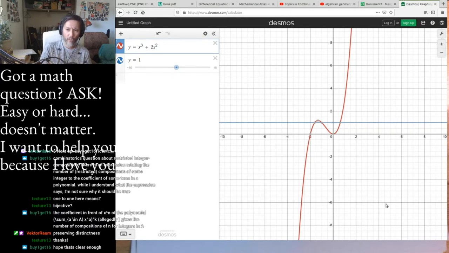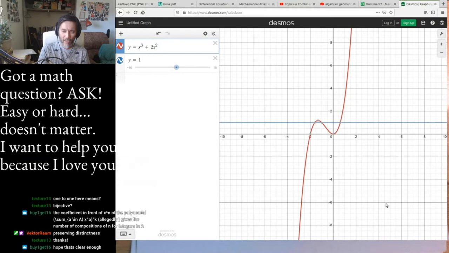Combinatorics question about restricted integer composition. There is an expression relating the number of restricted compositions of some integer to the coefficient of some term in a polynomial. While I understand what the expression says, I'm not sure why it should be true. The coefficient in front of x to the n of the polynomial allegedly gives the number of compositions of n for integers in A.